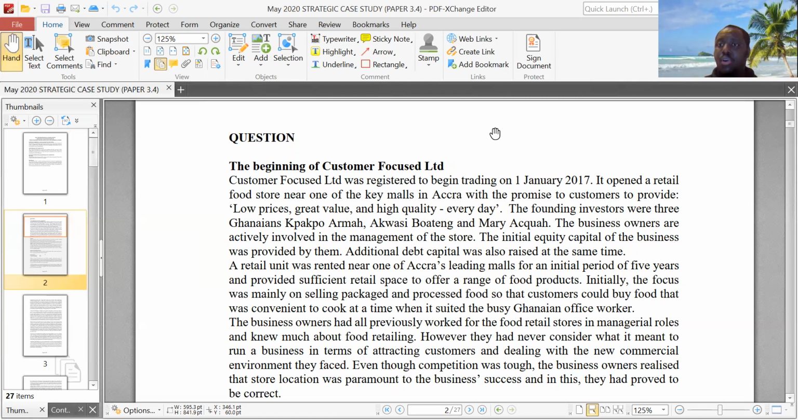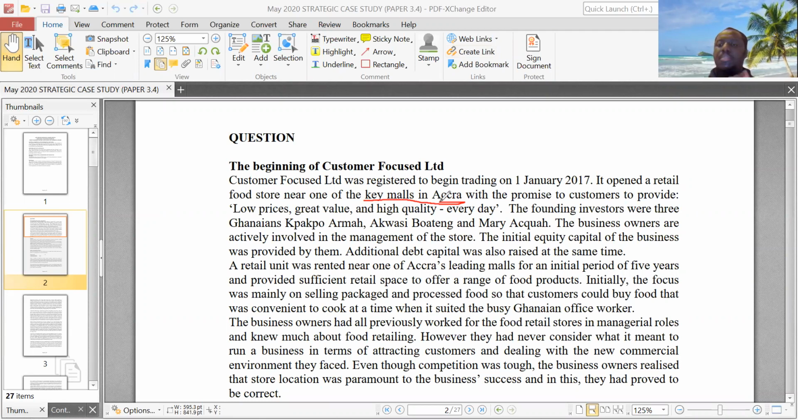And so with the date of commencement, you should always situate things in context. As we go through the case, if we are told anything around the date of commencement, that will give us more detail on exactly the beginning of this company. It says it opened a retail food store near one of the key malls in Accra. This is a very important statement, right? Because here it's telling us about location.